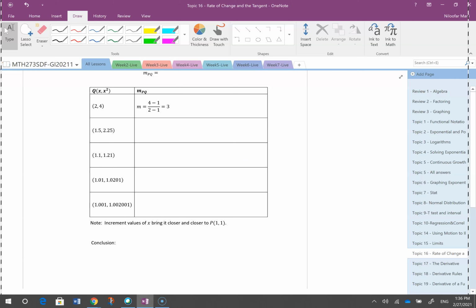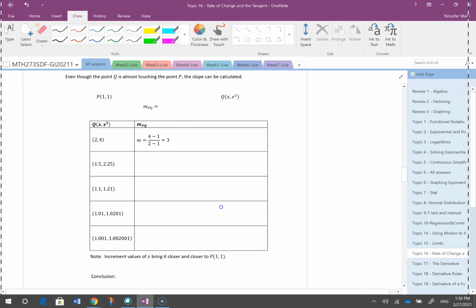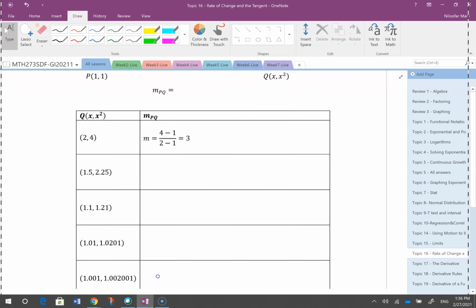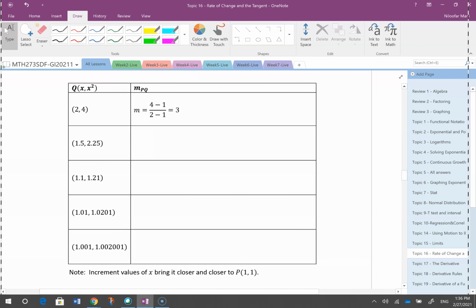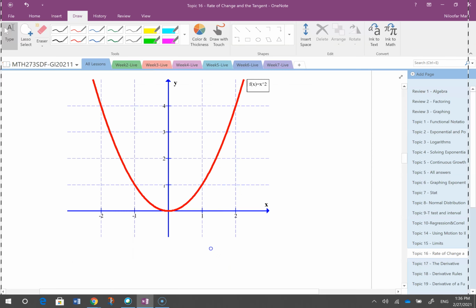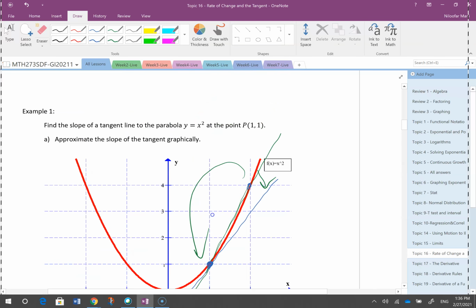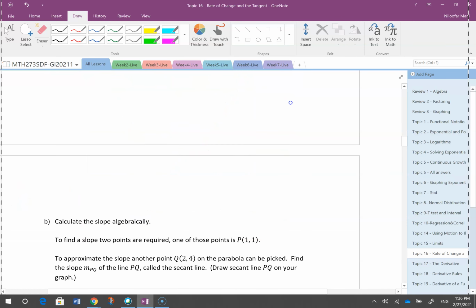I start from 2 and 4, and 1 and 1. So difference on y over difference on x: 4 minus 1 over 2 minus 1, which is the slope. But remember, this is the slope of the second line that touches this point to this point. Now I continue.